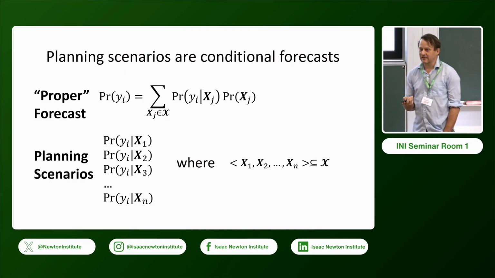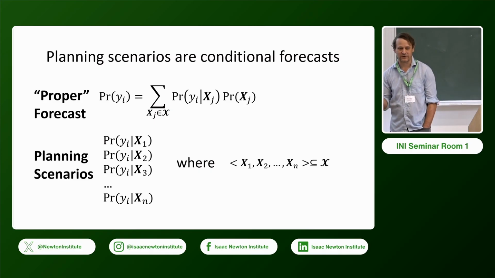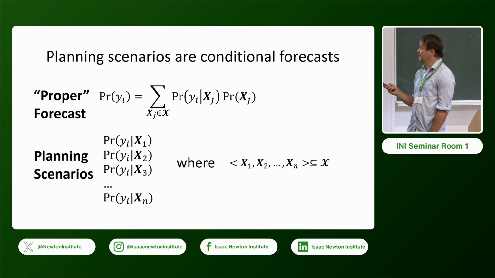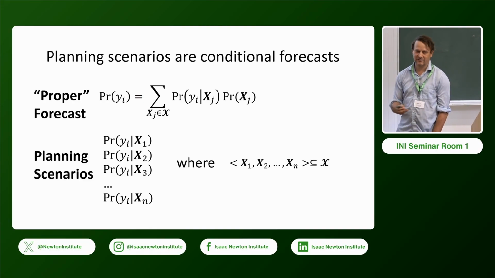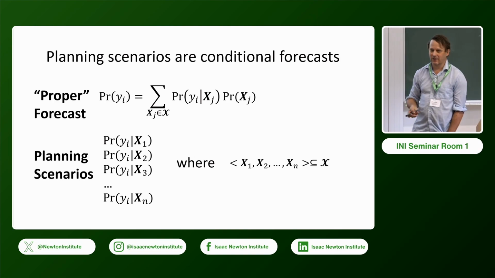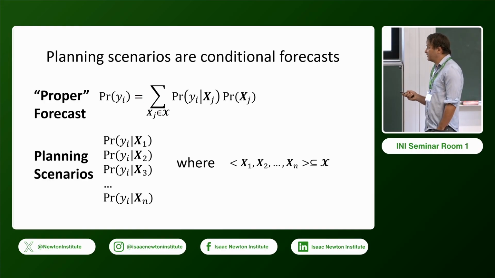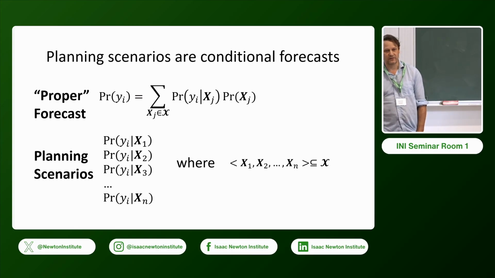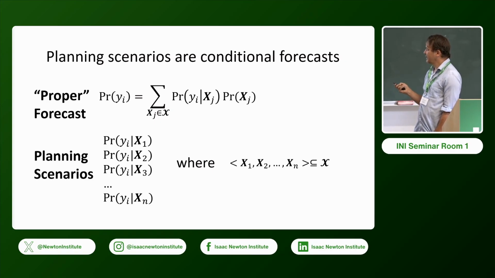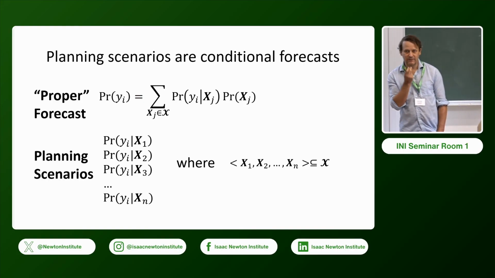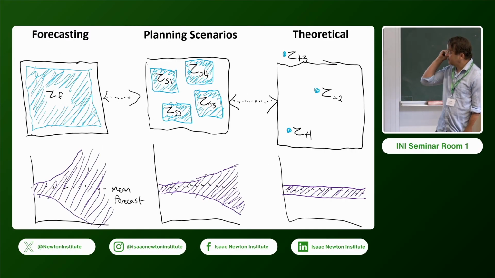If we have a universe of possible future conditions, it's the probability of that event in each of those future conditions times the probability of those future conditions, and we integrate or add across all of that, and lo and behold, we have the probability of everything. That's a proper forecast, just a probability of an event. A planning scenario, in my mind, is just a conditional forecast, where we've conditioned on some subset of the possible futures and tried to calculate the probability of the event in that subset. Nothing completely exciting here.